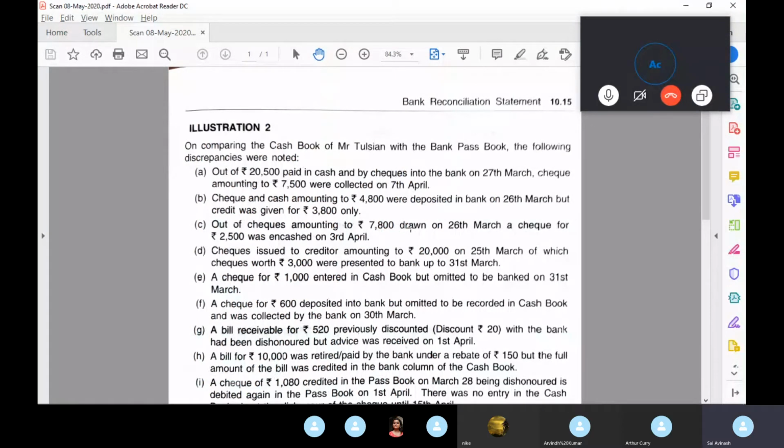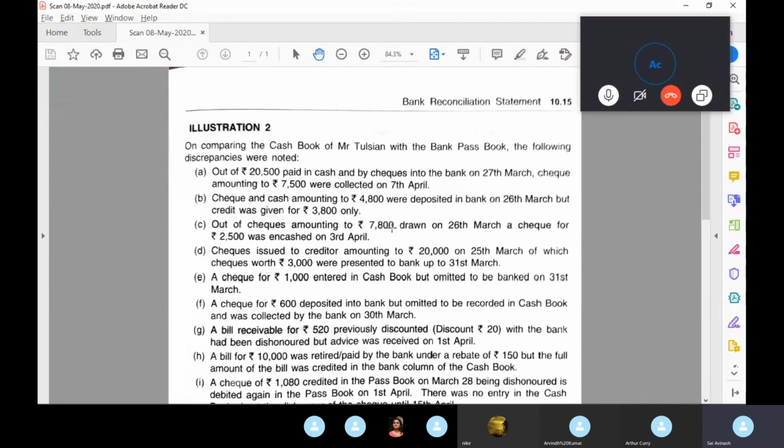Next, checks amounting to 7,800 drawn. Again, if you recollect, drawn means that I am giving money, right? Out of 7,800, 2,500 was encashed on 3rd April. So this is after 31st March. So as on 31st March, I have reduced my books by 7,800 because my cash balance would have reduced. But the bank has not paid out 2,500 yet. So to that extent, my passbook will be higher, right? I've accounted as if I paid the money. My balance is reduced. But the bank has not paid the money yet because it has not been asked for until 3rd April. So as of 31st March, my passbook value is higher.